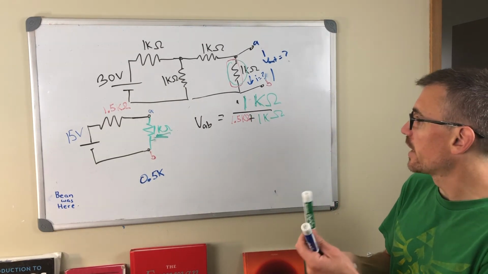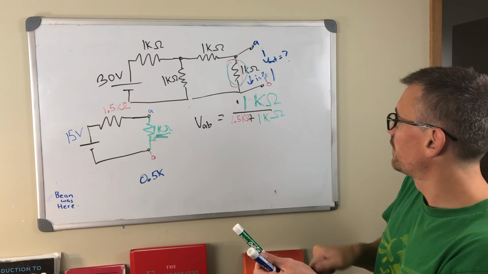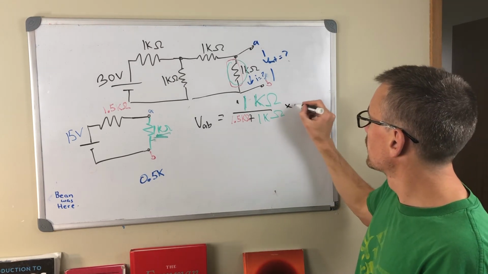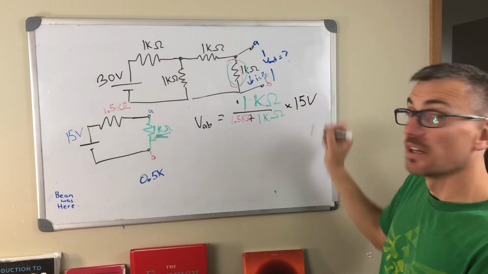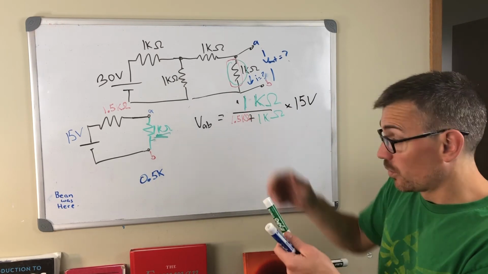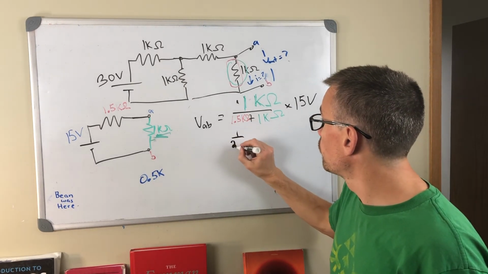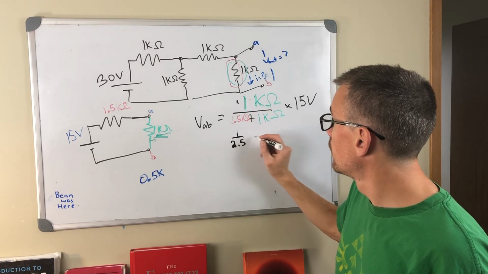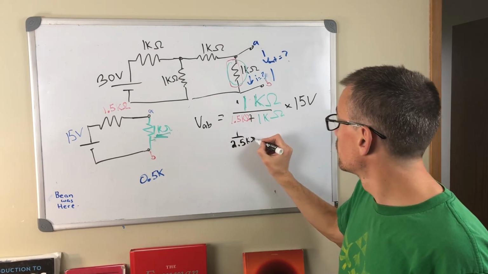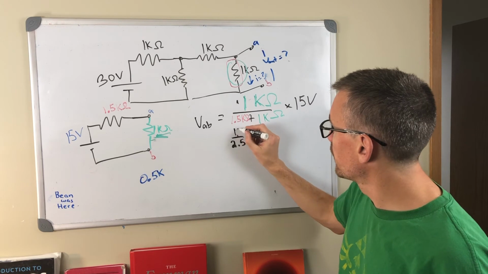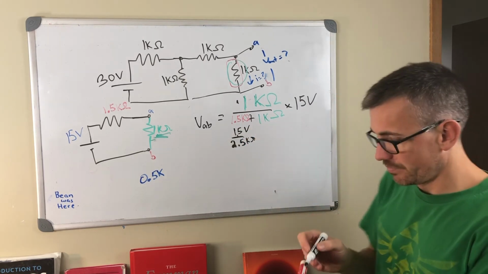All right, so that's times 15 volts. That's my voltage divider equation. Okay, so what do we get? We have 1 over 2.5 kilo ohms times 15, so let's bring the 15 up here. All right, do some quick math.